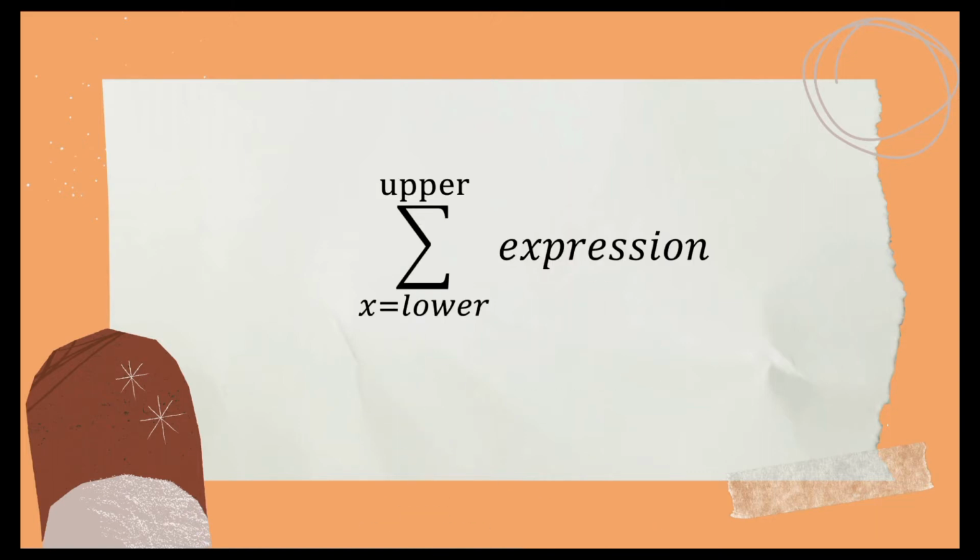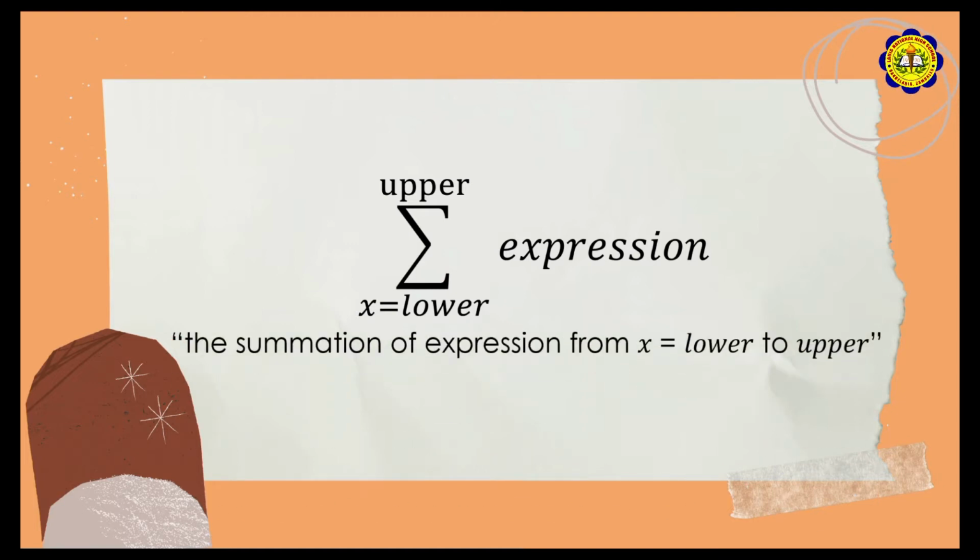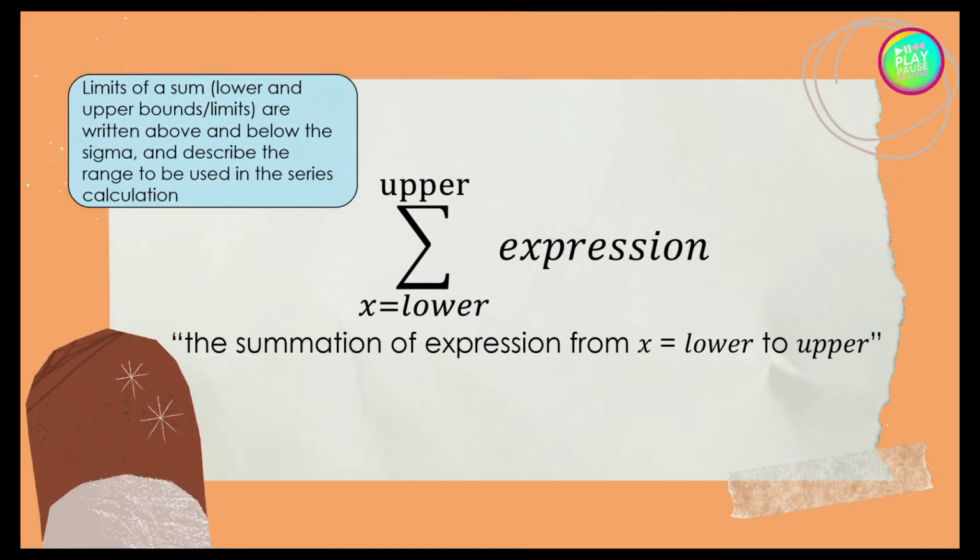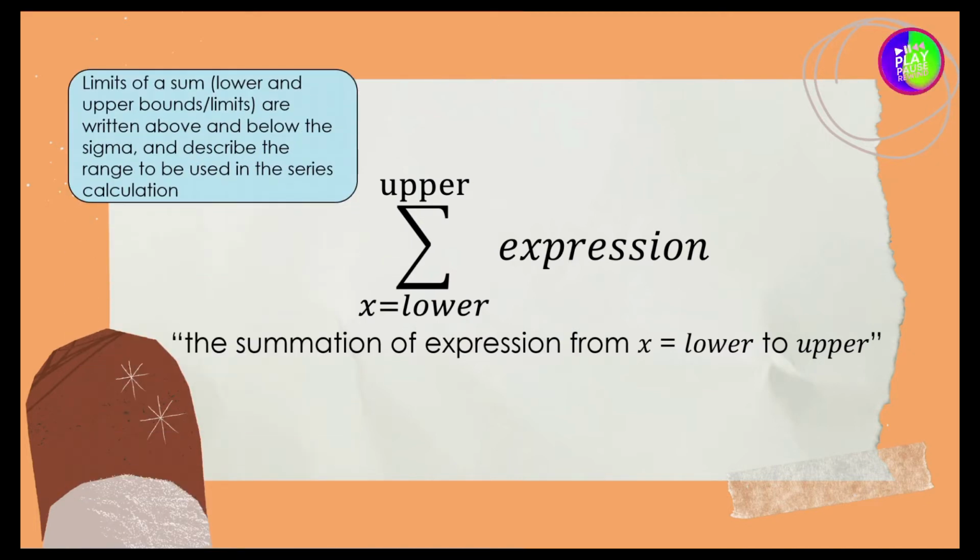In general, sigma notation is in this given form. This form is read as the summation of the expression from x equals lower to upper. In this notation, the limits of a sum, the lower and upper bounds, are written below and above the sigma, and describe the range to be used in the series calculation.